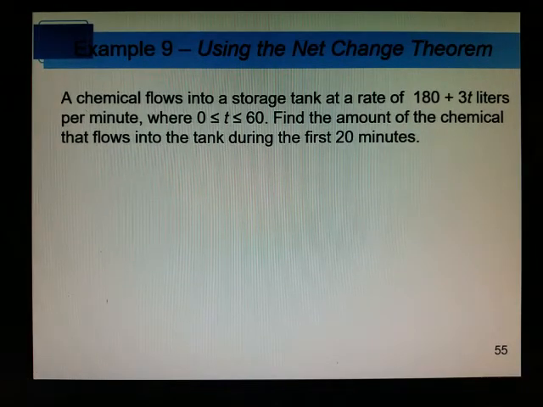So a chemical flows into a storage tank at a rate of, now remember, at a rate of would mean like the derivative, it's the slope, at a rate of 180 plus 3t liters per minute, where the time is between 0 and 60.